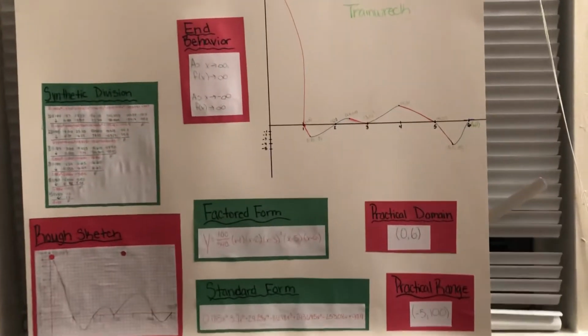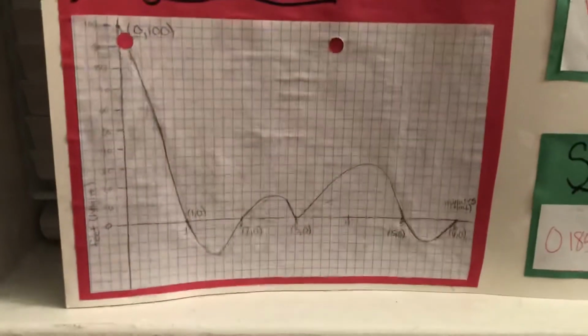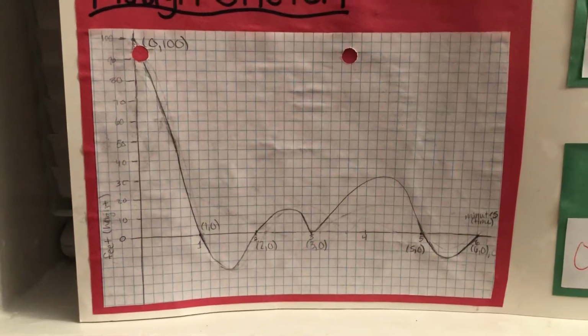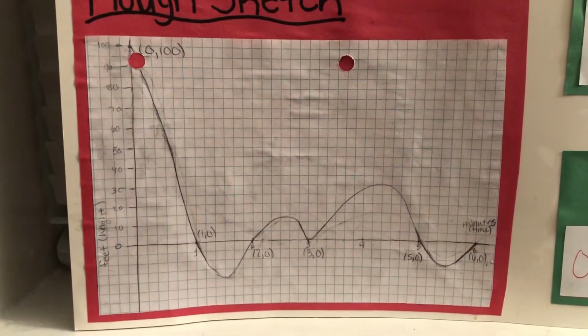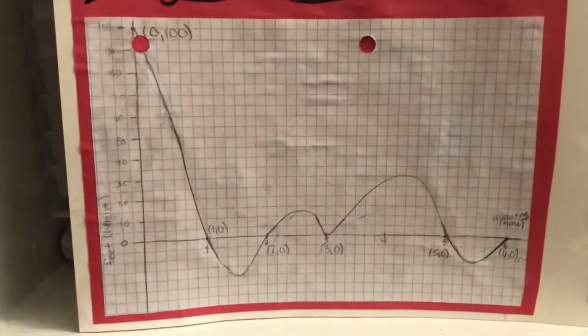My name is Shauna Price, and this is my roller coaster project for Mr. Funch. So the first thing we had to do was create a rough sketch. We had to create a graph of a polynomial that had at least 3 points. I chose to have more, but yeah, we had to have at least 3.